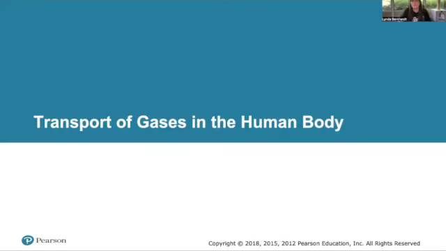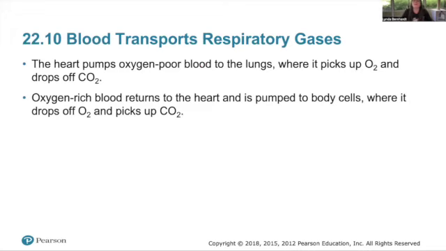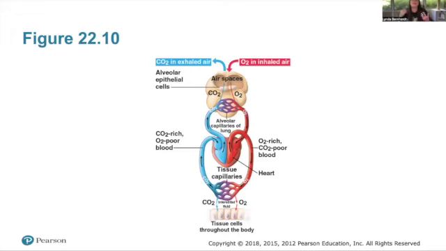Transport of gases in the human body. I already told you this. The blood transports it. It picks up the oxygen, delivers it, drops it off, picks up the carbon dioxide, and comes back. This is a horrible diagram showing you the same thing. I'm going to show you something else in just a little bit.